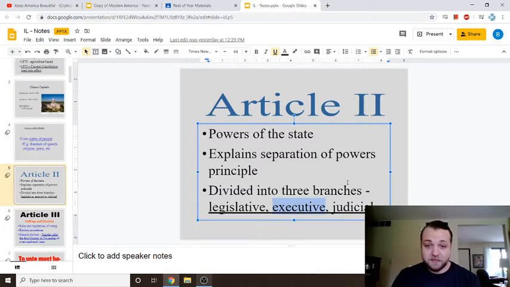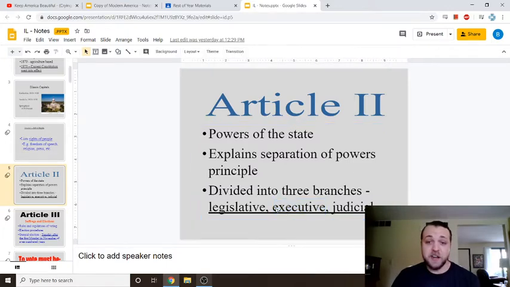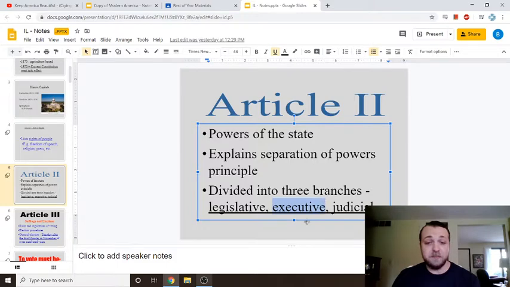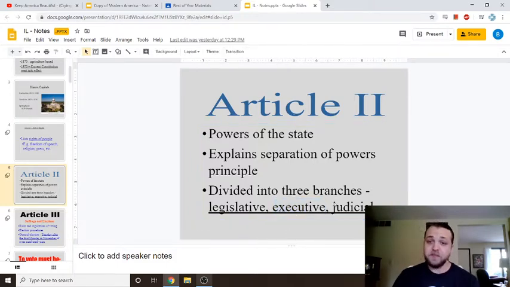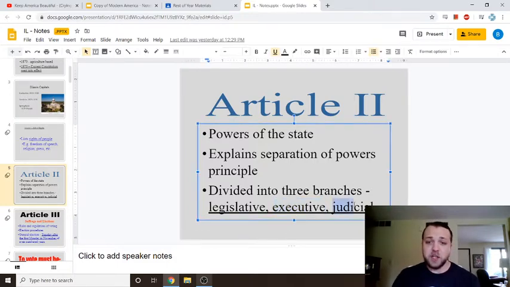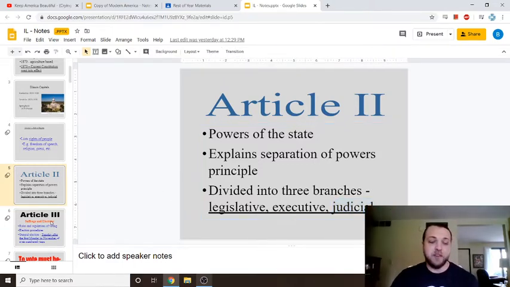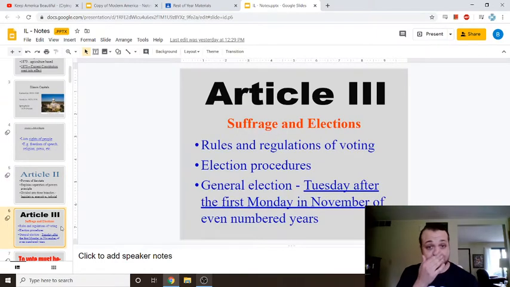The Illinois government also features an executive branch. Instead of having a president, it has a governor. The Illinois judicial branch is similar to the federal judicial branch in that there's layers of courts in Illinois. They handle different kinds of cases.